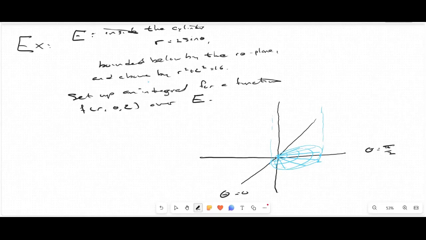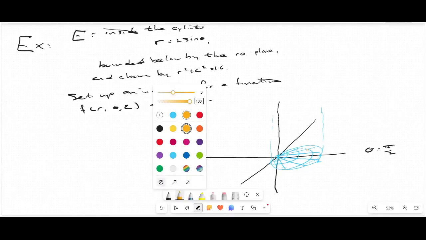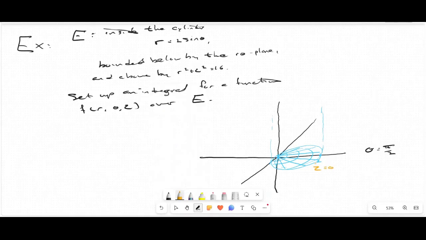We'll get to that, but you want to have this in the back of your mind. Okay, the next thing it tells us is bounded below by the r theta plane. So once again, with three-dimensional coordinates, once you've got two of the coordinates laid out, the third coordinate, in this case z, has to go between a lower function. Well, what is the lower function? This down here is all z equals 0. So that's my lower function. I'm bounded below by that.